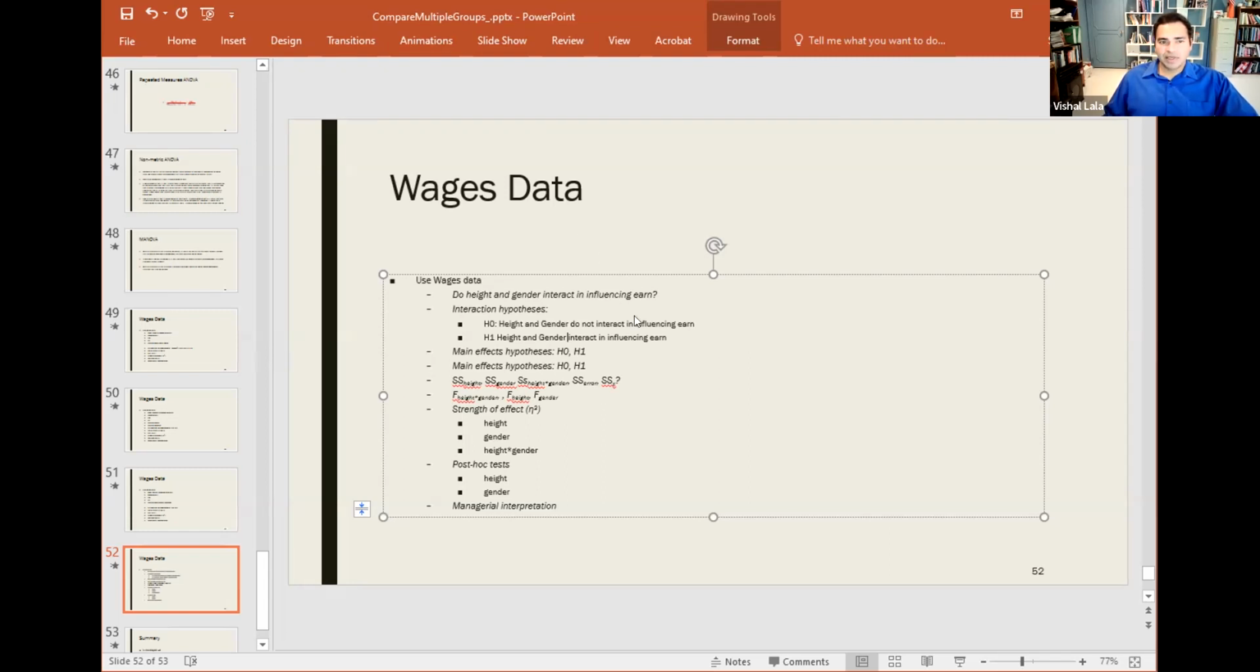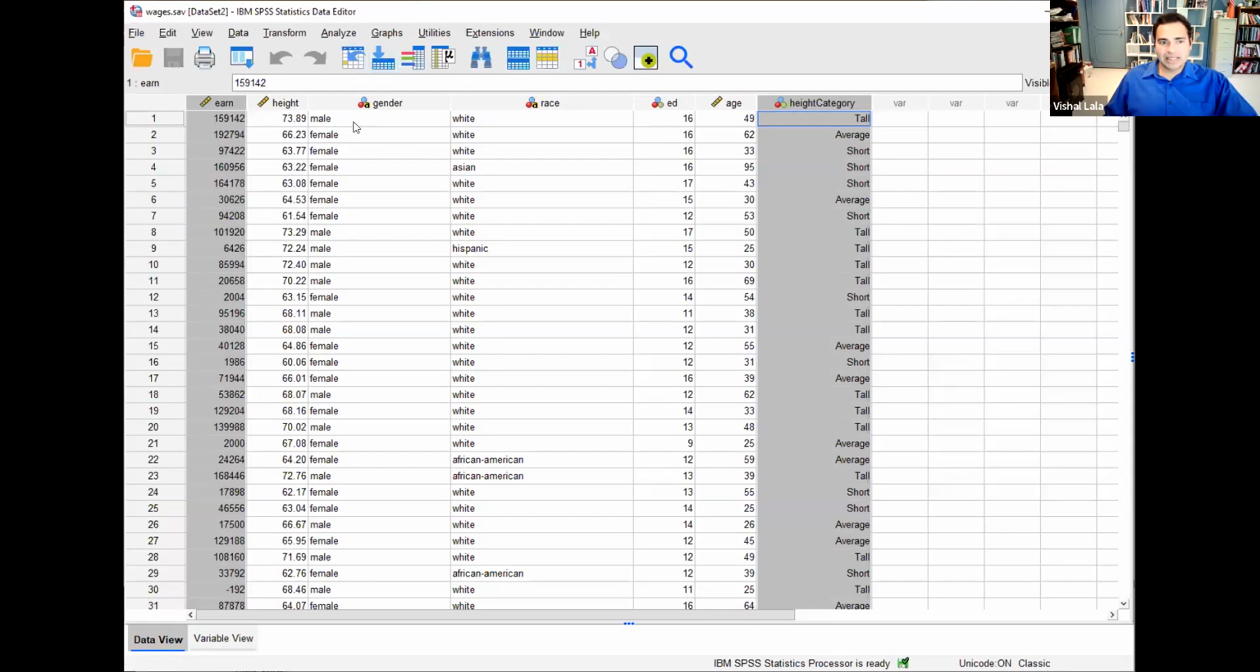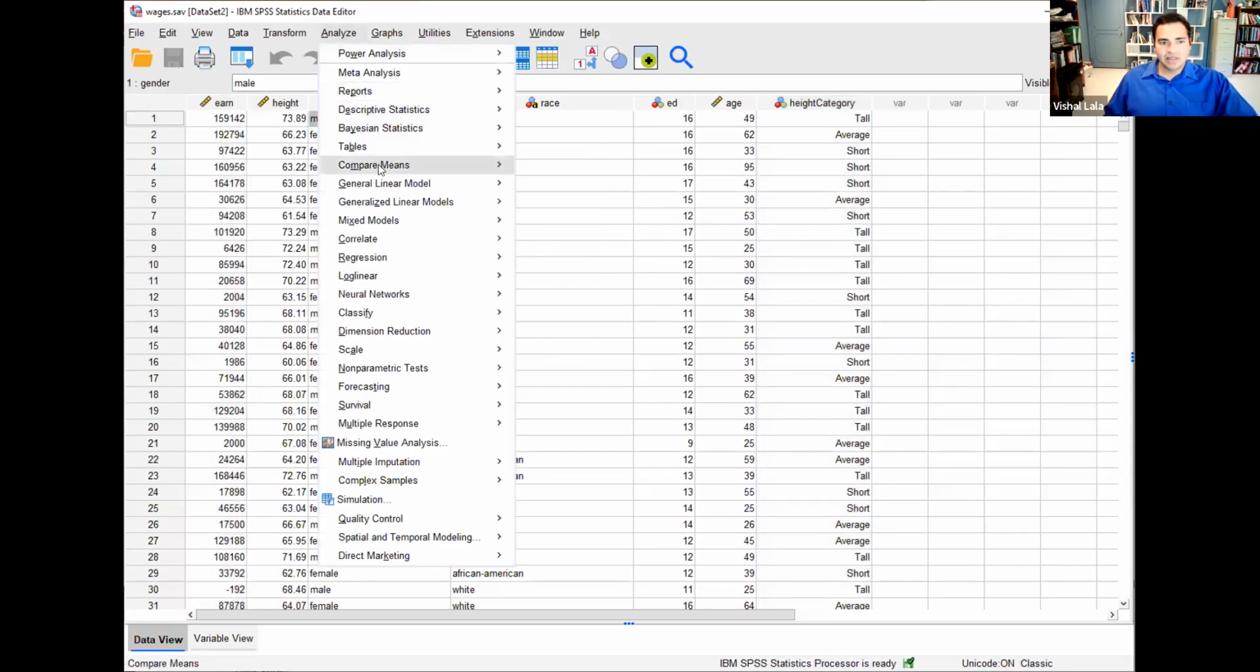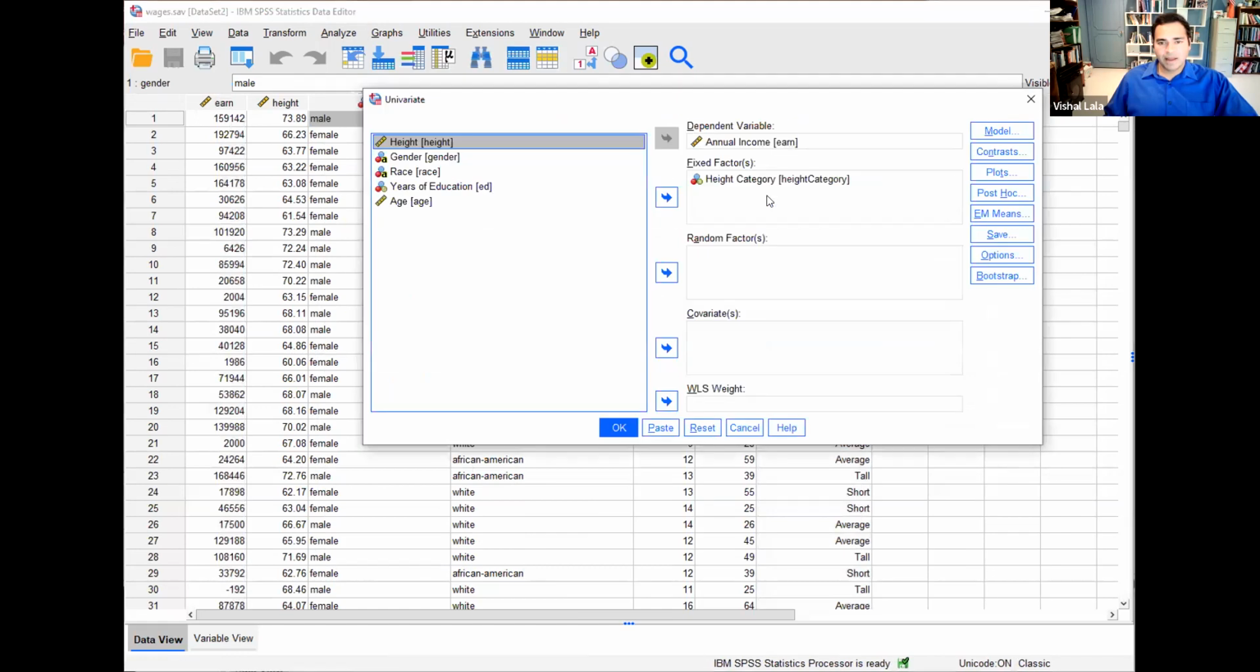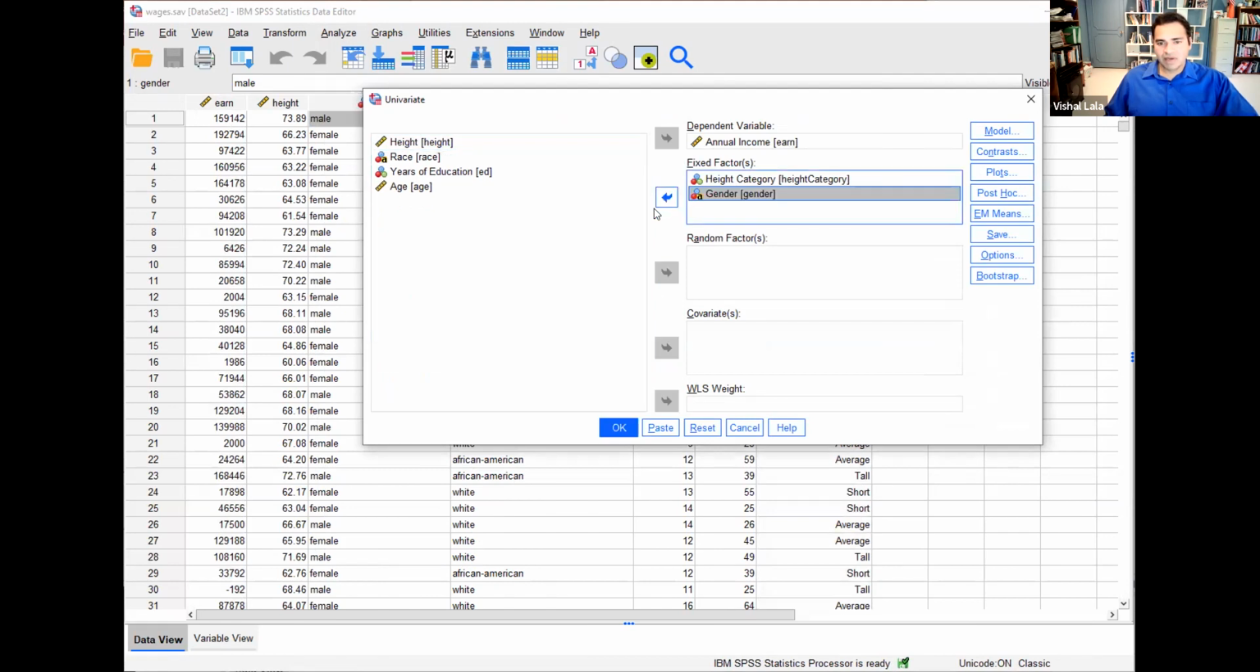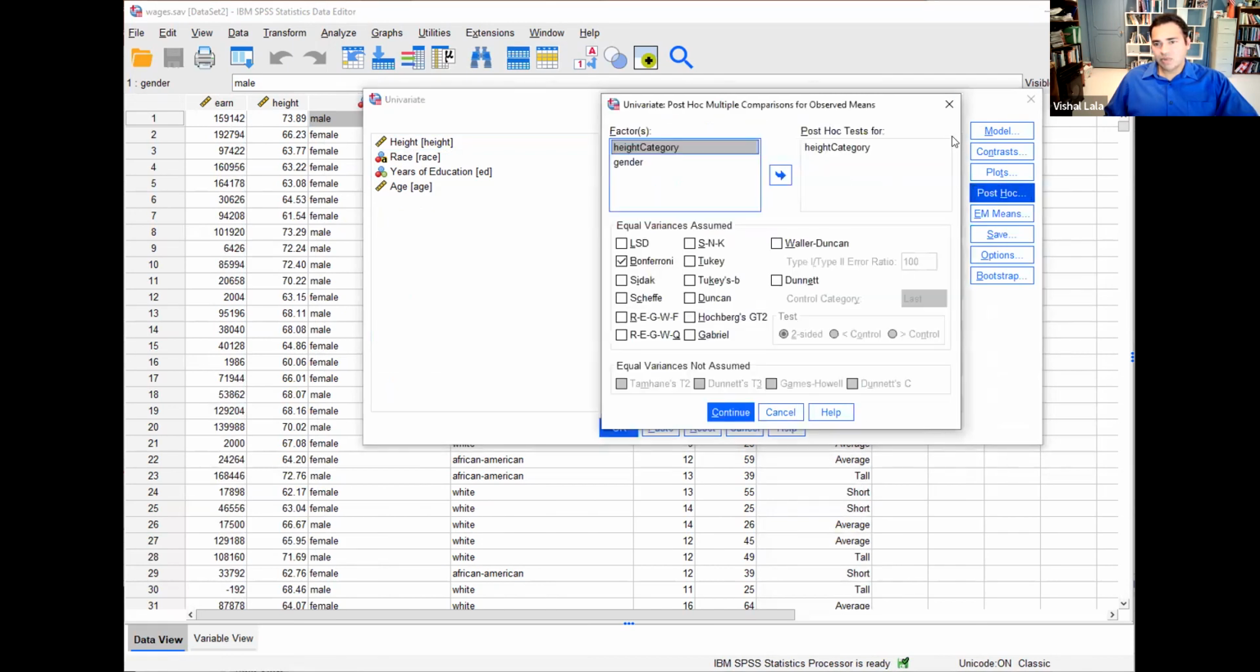So heading over to SPSS, we'll run this one last test out here. I'm going to analyze general linear model univariate, and I'm going to move in gender as well to our fixed factors list. Under post-hoc, there's no need to move gender to the right because there are only 2 levels to gender in our data set.